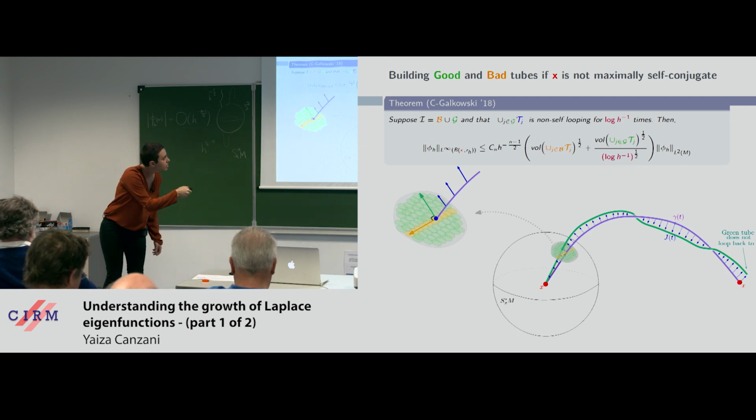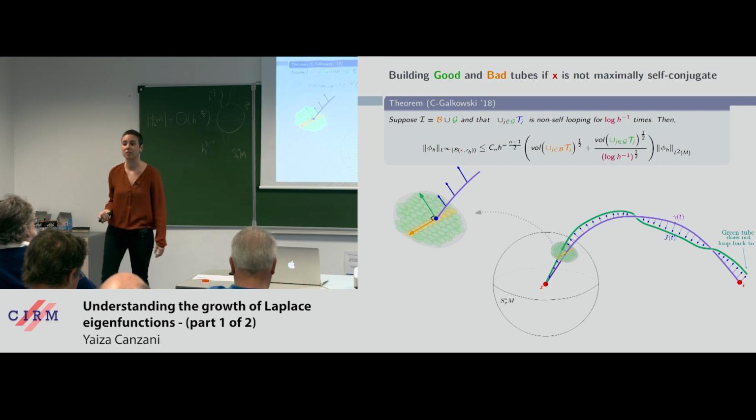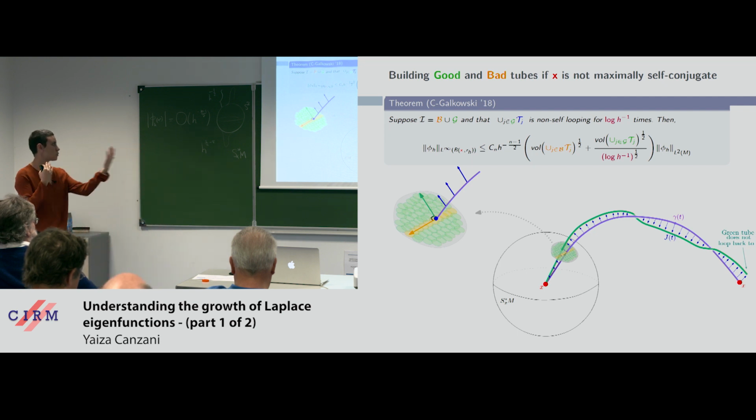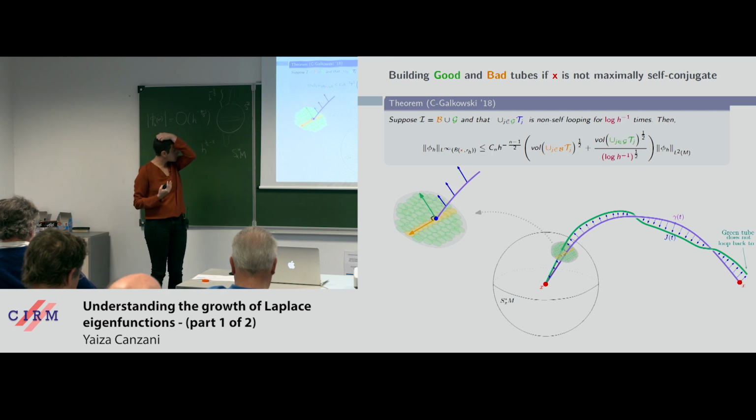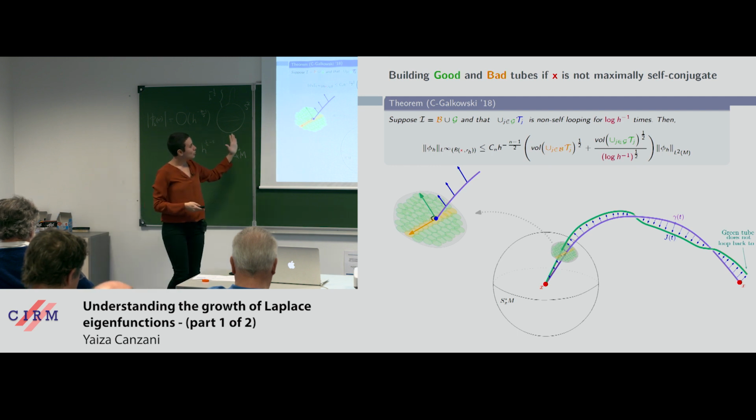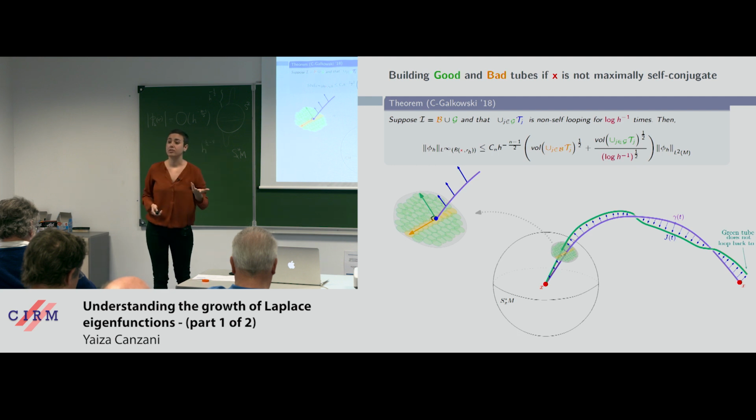You can think of these directions as being almost everything. So this is just one example about how you go about building these families of good tubes and bad tubes. Jeff is going to give you more. What I'm going to do for the rest of the talk is to talk about averages.